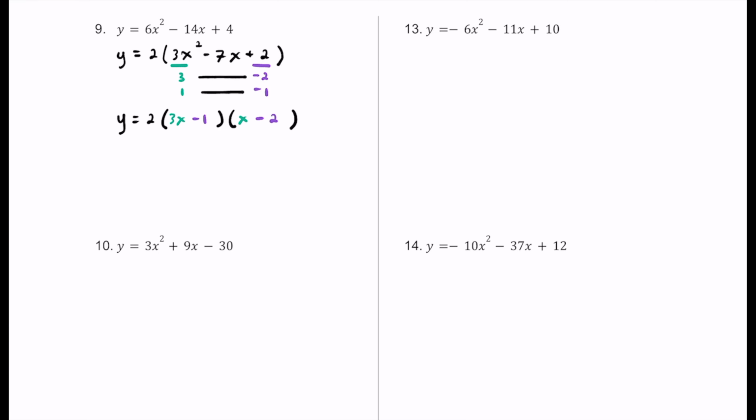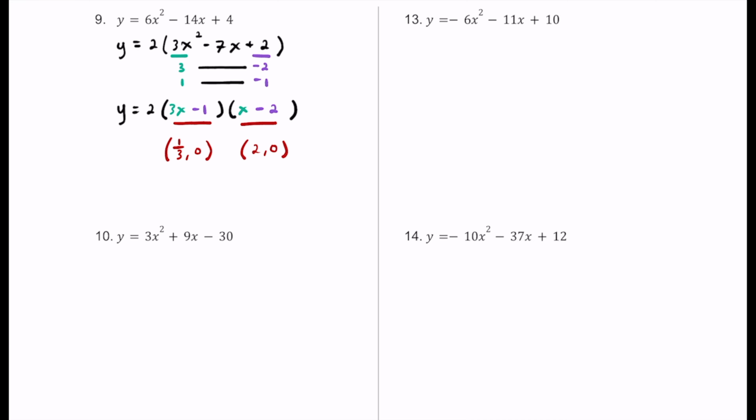Okay, so this is an example where you would factor out a GCF, and then it makes the rest of the factoring a little bit easier, and you definitely want to have no common factors inside here. So if you want to know the x-intercepts, this one would be 1/3, comma 0. So if x was 1/3, 1/3 times 3 is just going to be 1, 1 minus 1 is 0. And for this one, if x was 2, then everything would become 0 as well. So those are the two x-intercepts.